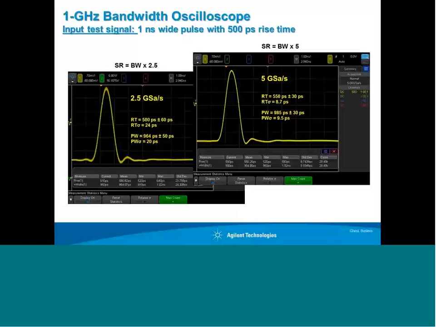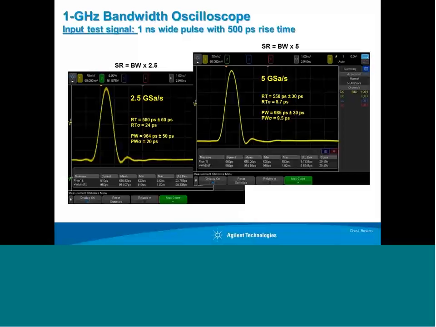Now visually I can see some differences. The waveform on the left is a little more fuzzy, and what that fuzziness is, it's not noise on the input signal, it is a small amount of aliasing. And if you look at some of the measurements I show, RT stands for rise time. We're measuring 580 picoseconds plus or minus 60 picoseconds, and that results in a standard deviation of 24 picoseconds.